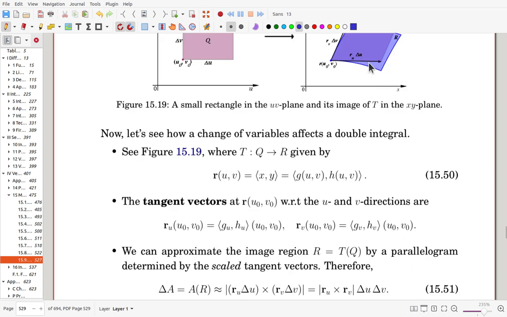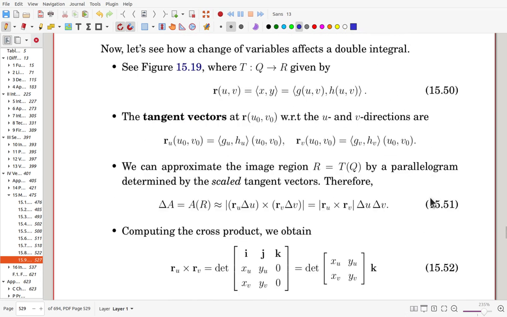So we try to get the area of the parallelogram. The length of the two vectors is unknown, and the area of the parallelogram made by two vectors can be obtained in this way: the length of the cross product of the two vectors. Delta U, delta V are constant, so that we can put them out, and we recheck this one. Now, let's try to get R sub U cross R sub V.